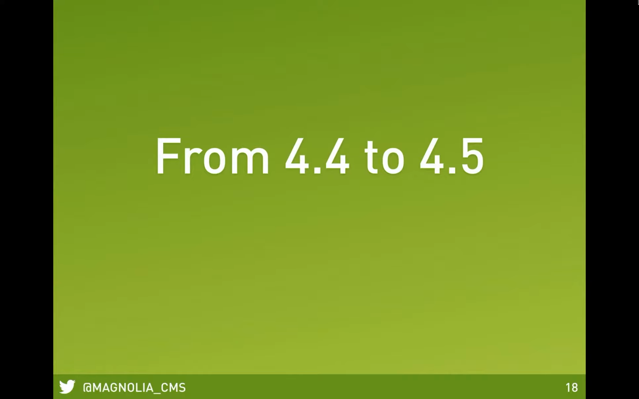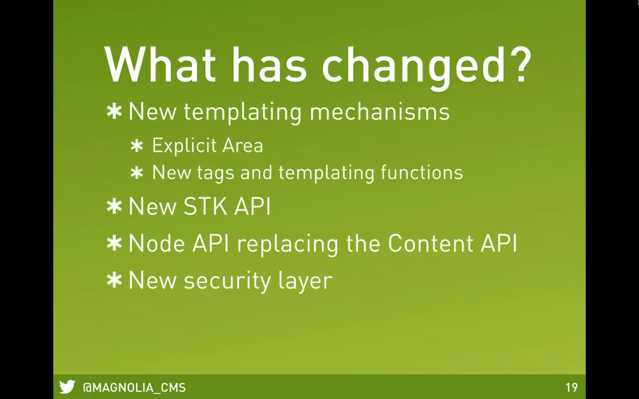Now it's time to explain the migration process itself. We will talk first about the first main step, which is migration from Magnolia 4.4 to 4.5. Before entering into the details, we will go through the main new features in Magnolia 4.5 which will have an impact on the migration. We have introduced new features at the level of the templating engine, as well as new APIs, a new STK API and a new Node API, and we are also using a different security layer.